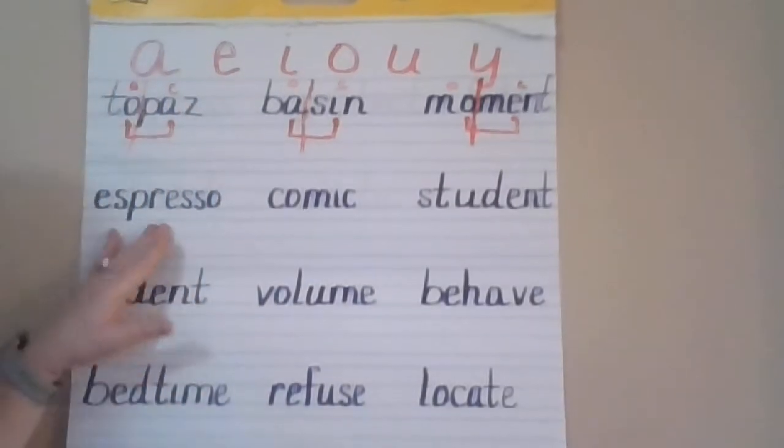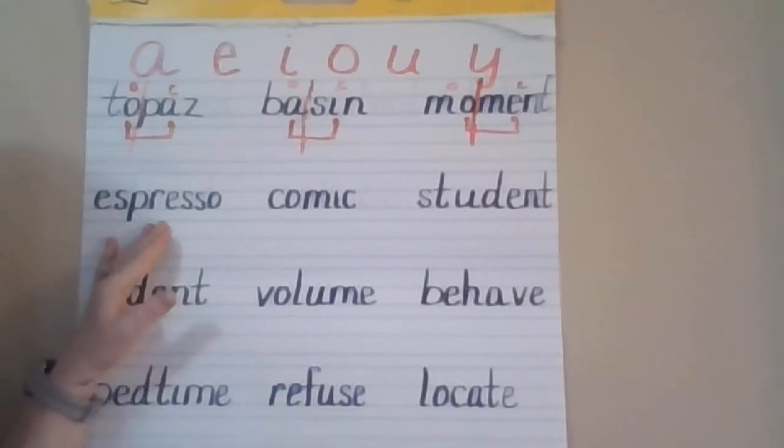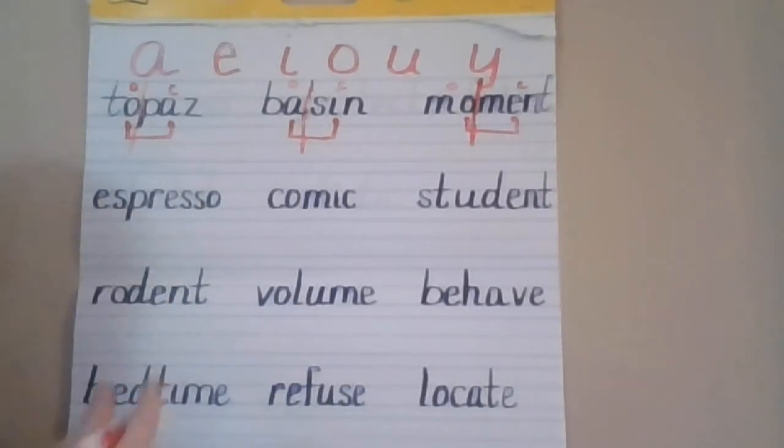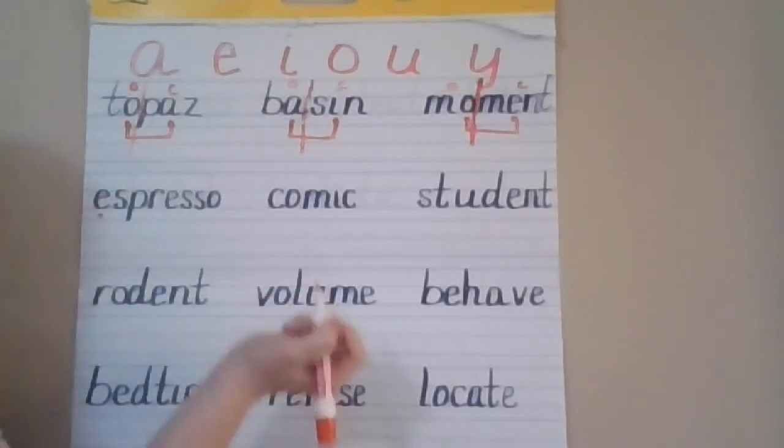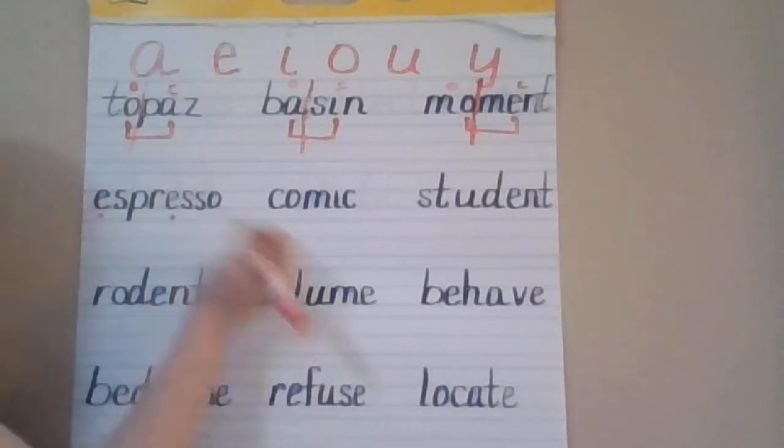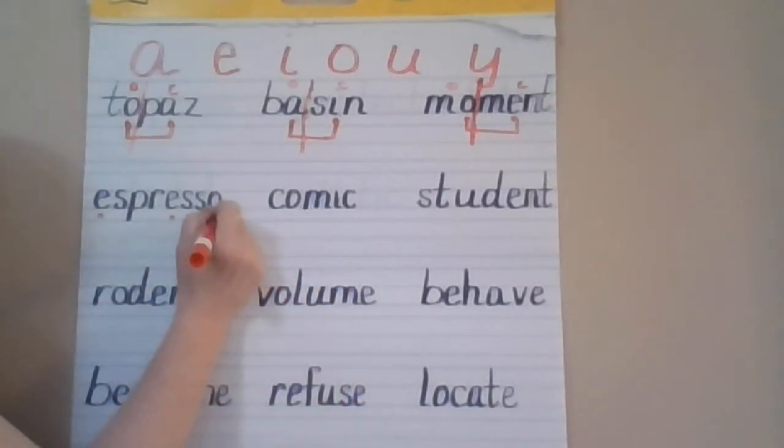Let's look at this word. Ooh, this might be a new word for some of us. Let's see. I've got an E, another E, and an O.